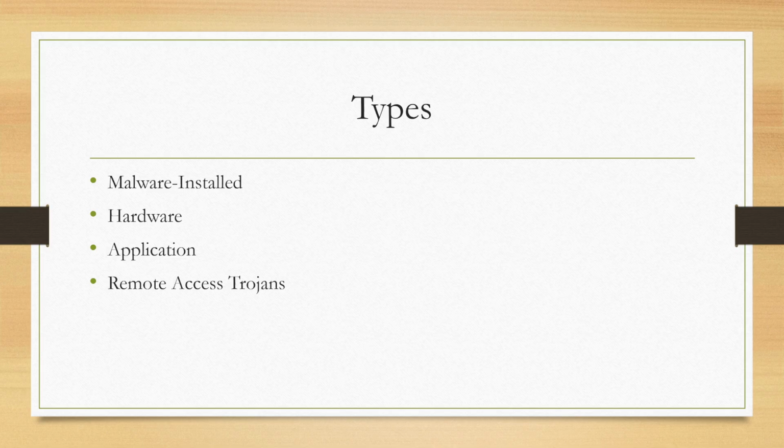Now, we have a couple of different types of backdoors. We have malware installed backdoors that are installed as an entry point when malware gets installed. We have hardware backdoors where they're built into devices during the manufacturing process. This is why we have to have supply chain management. We have application backdoors, which may be installed by the developer, or they can intentionally leave the backdoor in for maybe debugging or maintenance purposes. We have remote access Trojans, which are backdoors. These can be installed once the attacker is now within your system.